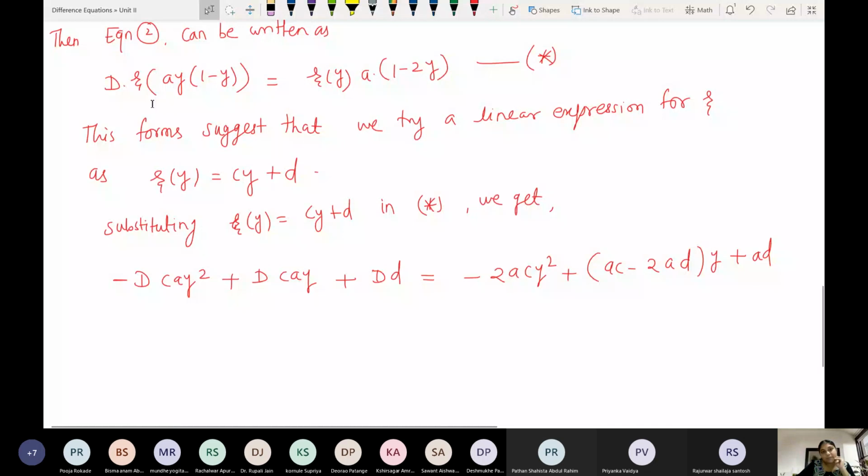So if xi of y is cy plus d, what is xi of ay times 1 minus y? Just apply it here. Instead of y, you have to substitute ay times 1 minus y. If you simplify, you will get this one. And on the right hand side, xi y is cy plus d into a times 1 minus 2y. If you do that, you will get this one. Are you getting this? Yes, ma'am.